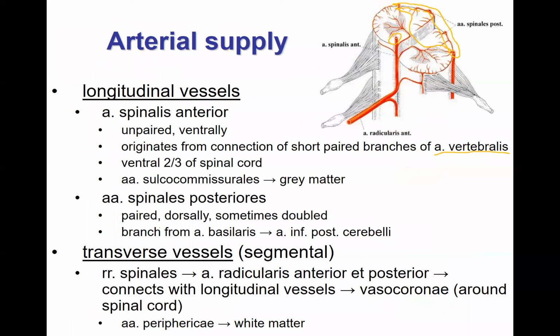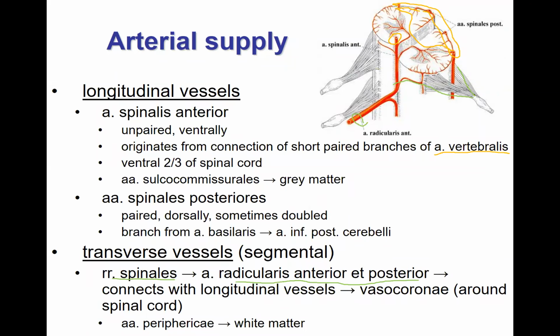And we call them spinal branches, which are transverse. You can see such a spinal branch here. The spinal branch divides into anterior and posterior radicular artery, as it follows the anterior and posterior root. And then it comes and supplies the anterior and posterior spinal artery. So the spinal branches are transverse branches, which then feed the longitudinal branches, which are called anterior and posterior spinal arteries.